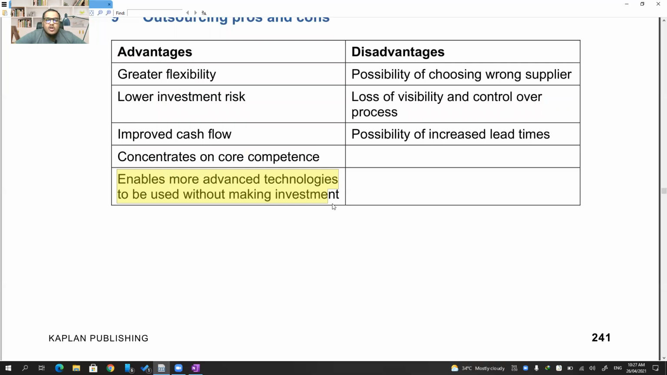And it gives you more technologies without making the investment, because your supplier will make the investment, you don't make those investments. Disadvantages: you may choose a wrong supplier and you will lose visibility and control over the process because they'll do the processing. And lead times may increase.